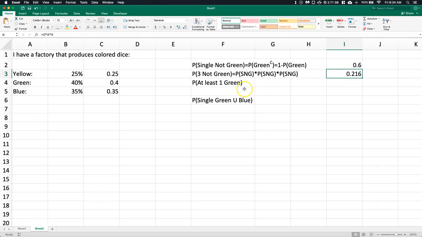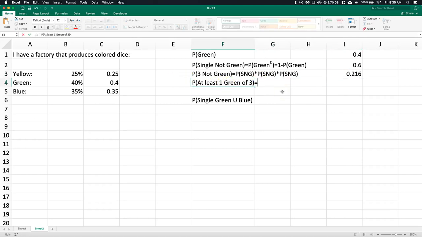Okay, so now we want to know the probability of at least one green, out of 3. This is the hard one that a lot of people had problems with, figuring out how to get there. If we start off, let's actually add one in. Let's do the probability of green. That is just going to equal 0.4. Then a single not green is just the complement, 1 minus 0.4. Instead of typing that out, I'm going to just click on this single not green, and 3 not green. Then at least one green is the same thing as saying 1 minus the probability of 3 not green.